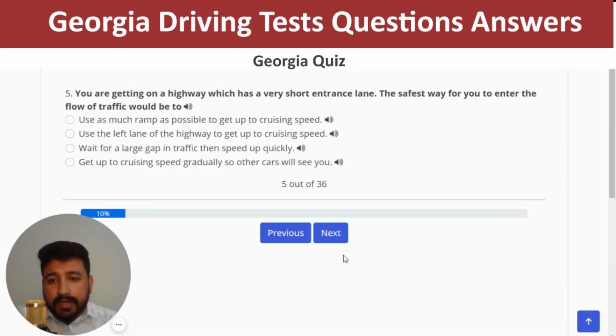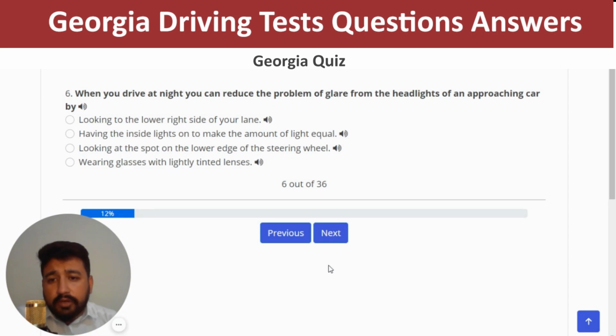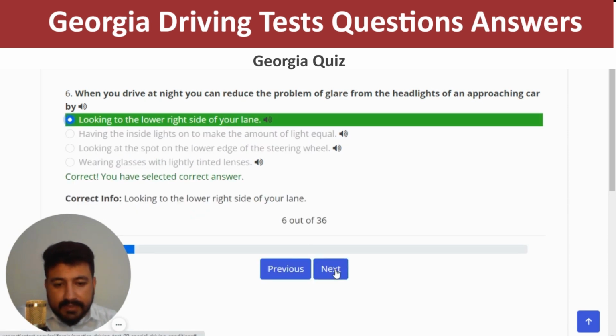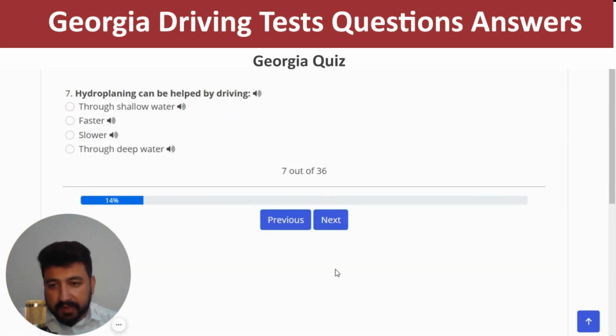Correct. And next. You are getting on a highway which has a very short entrance lane. The safest way for you to enter the flow of the traffic would be to. The right answer of fifth question is wait for a large gap in traffic, then speed up quickly. So I'm going to click on the third option. Correct. And next. When you drive at night, you can reduce the problem of glare from the headlights of an approaching car by. So the right answer is looking to the lower right side of your lane. Yeah, and next. Hydroplaning can be helped by driving. So the right answer is slow, which is the third option.